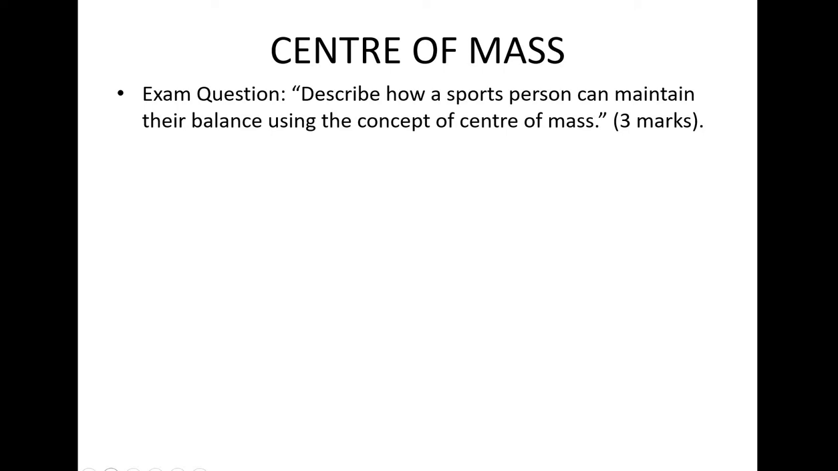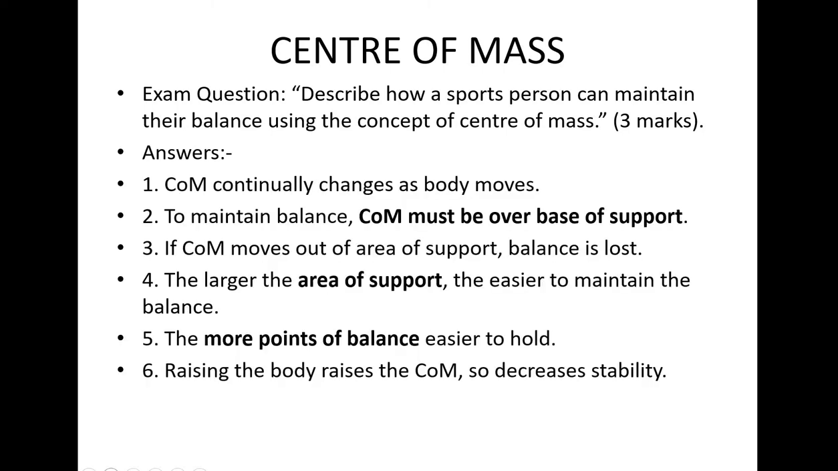Okay, so answers. Describe how a sports person can maintain their balance using the concept of centre of mass. You will get a mark for any of these points. The centre of mass continually changes as the body moves. To maintain balance, the centre of mass must be over the base of support. If the centre of mass moves out of the area of support, then balance is lost. The larger the area of support, the easier it is to maintain balance. The more points of balance, the easier to hold, and raising the body raises the centre of mass, so decreases stability. A centre of mass lower to the ground is much more stable.